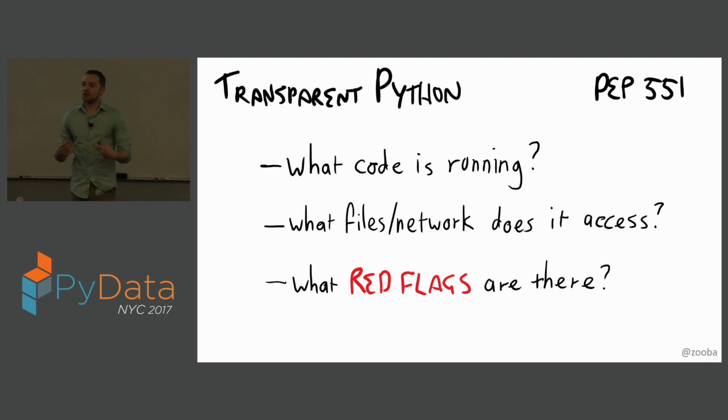Security transparency and the hooks that PEP 551 proposes are meant to answer these questions. What code is actually running? Because looking at that command line, if that's all you're going to see in your normal log, you have no idea what it's doing.